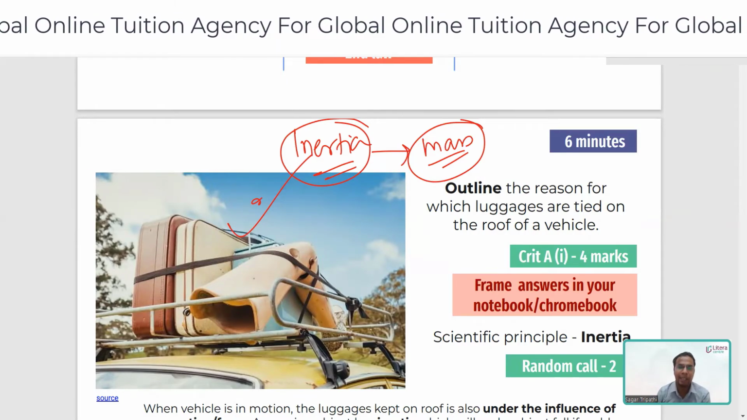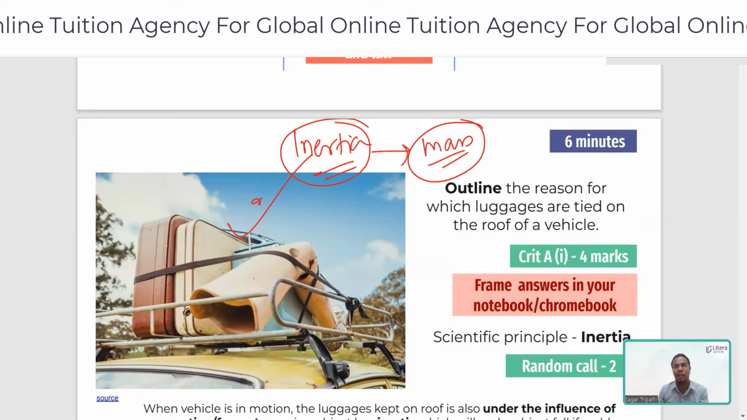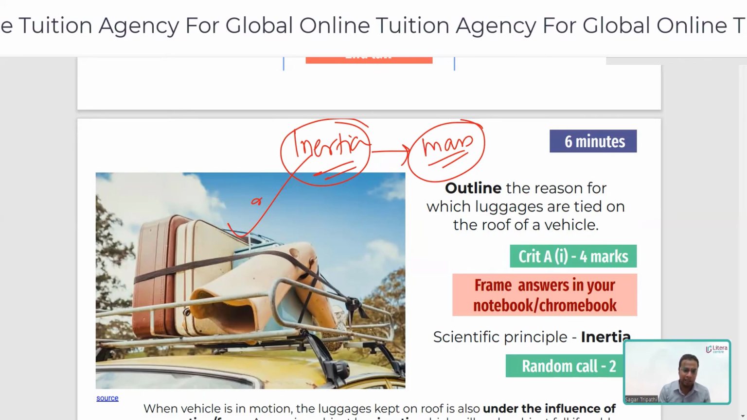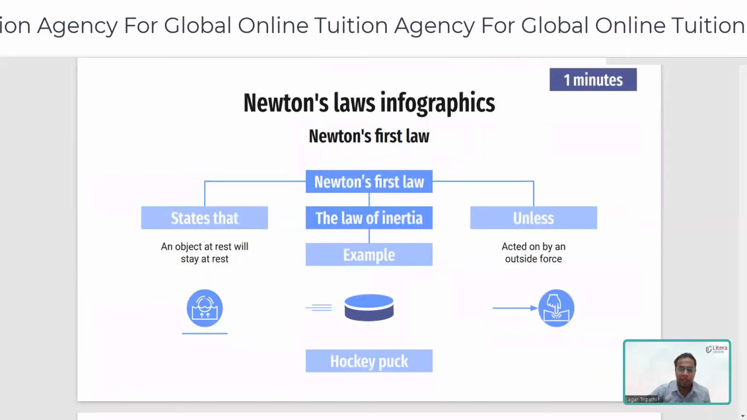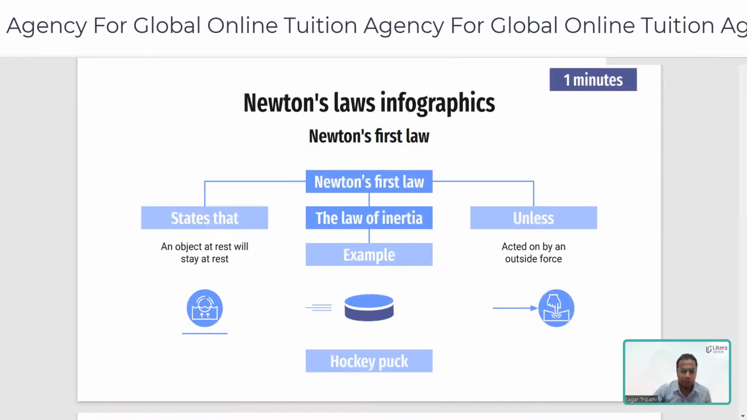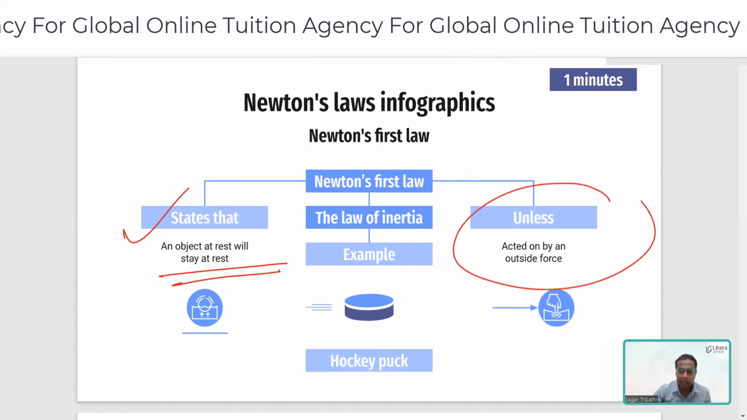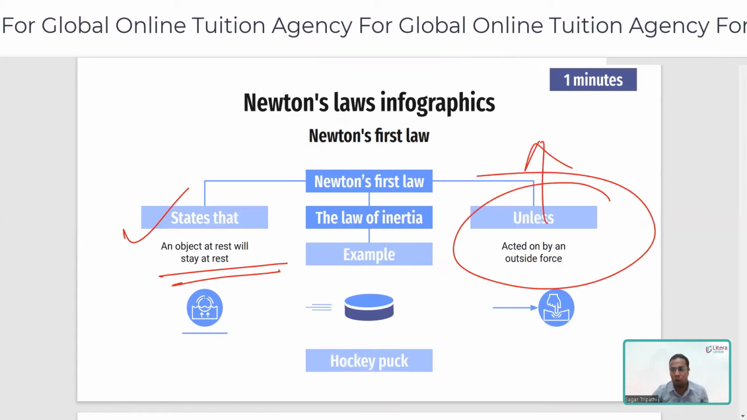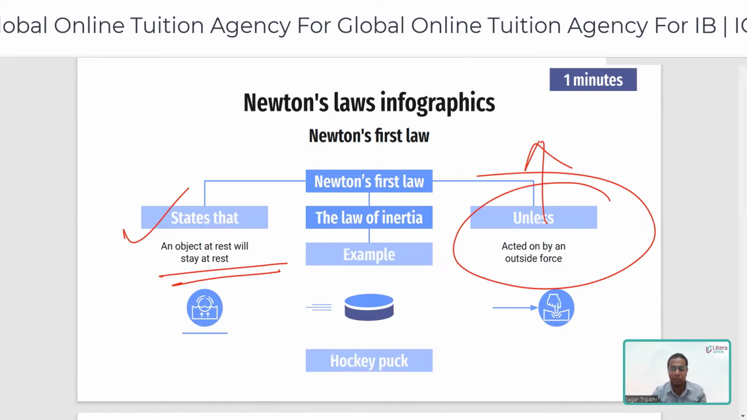But if you tie them, there is a mechanism. We are employing a mechanism which can stop the luggage along with the car. This is why we generally tie the luggage along with the car. So Newton's first law of inertia states: an object at rest will stay at rest unless acted upon by an outside force. So if you are not disturbing an object, then it will continue its state of motion till eternity.